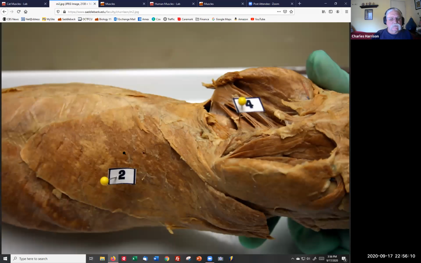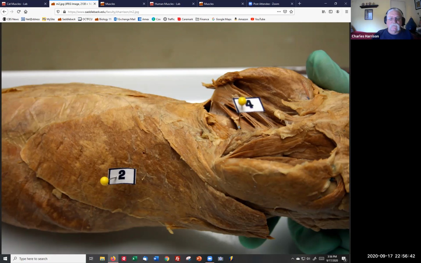The latissimus dorsi was below. It's attached to the lumbodorsal fascia, a term I haven't given you yet. Don't worry about it until I do. But here's the attachment, the origin of the latissimus dorsi, coming forward until it reaches the humerus, a large muscle on the back side of the human and the cat.